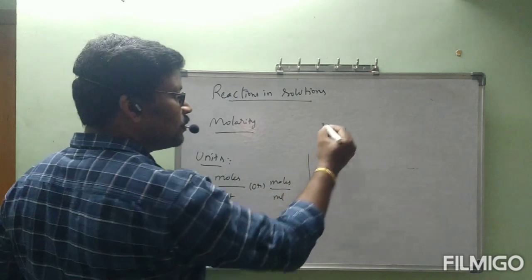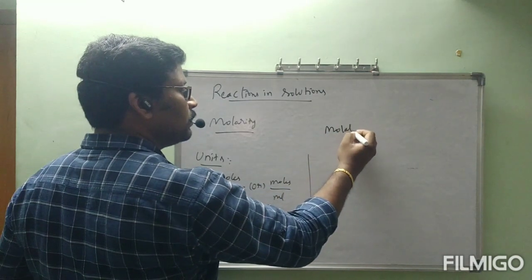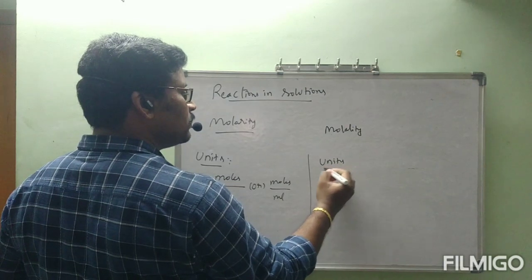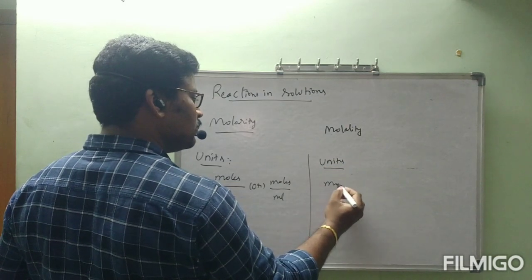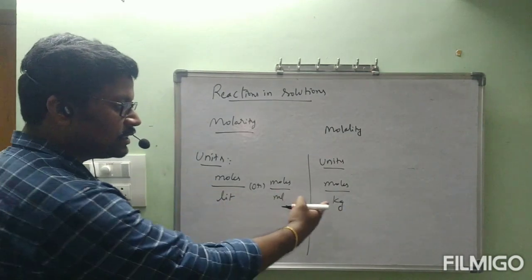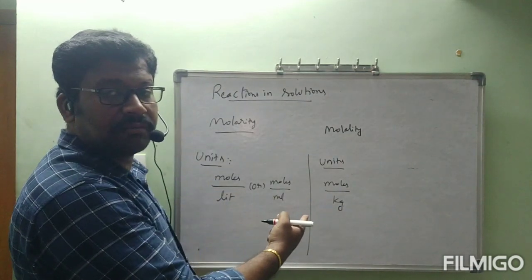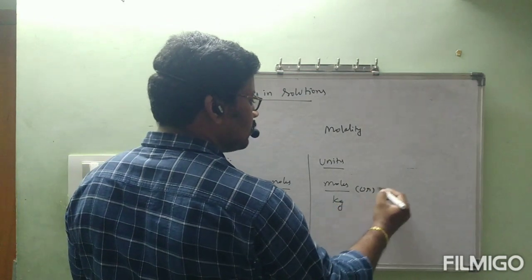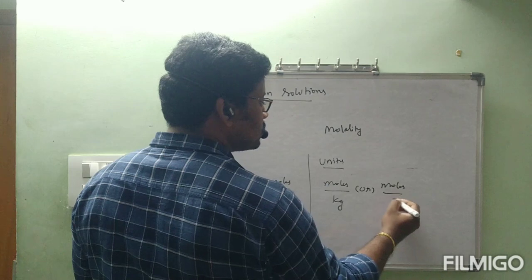Okay, next, molality. Molality units. That is moles per kilogram. Here that is mass in the denominator. That's why moles per kilogram or moles per gram.